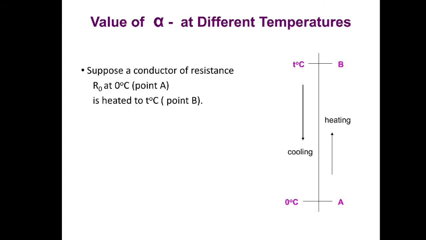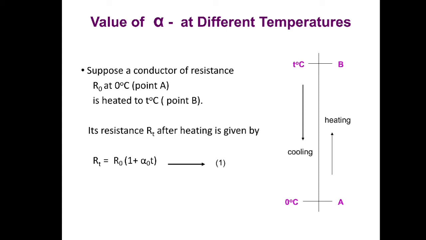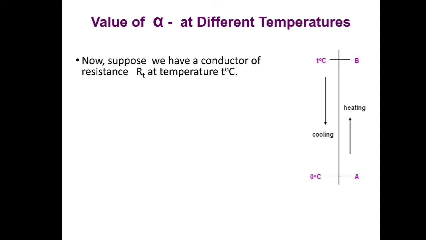So let us consider a conductor having a resistance R naught at 0 degrees centigrade, say at point A. When it is heated to T naught degree centigrade at point B, that means there is an increase in the temperature. Therefore, its resistance is R_T after heating. It is given by R_T equal to R naught into 1 plus alpha naught into T naught, as per the above formula. Let it be equation 1.